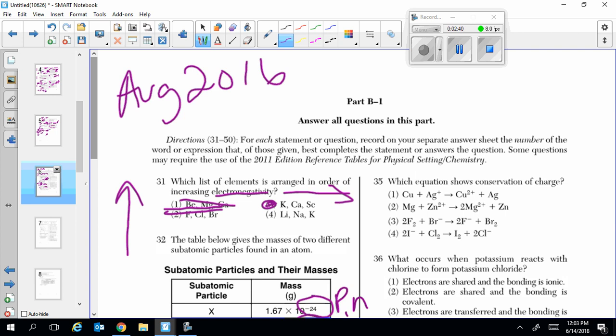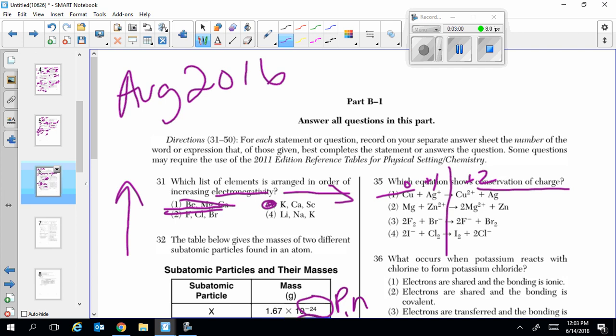Which equation shows conservation of charge? I want to draw a line right down where the arrows are, and look at what I have on the left and the right. Cu is a 0, and Ag is a +1, so I've got 1 on the left. Over here, Cu plus 2, so I have 2 on the right.